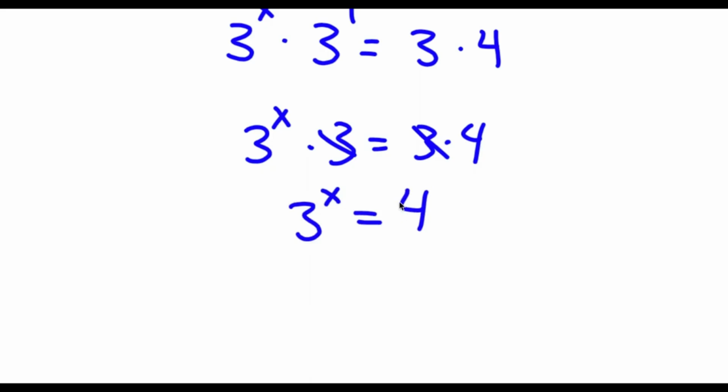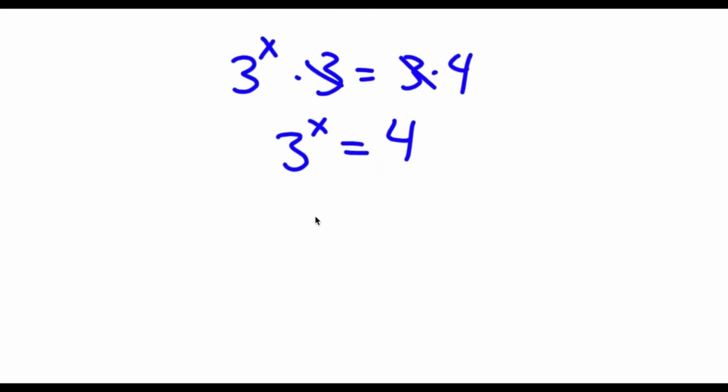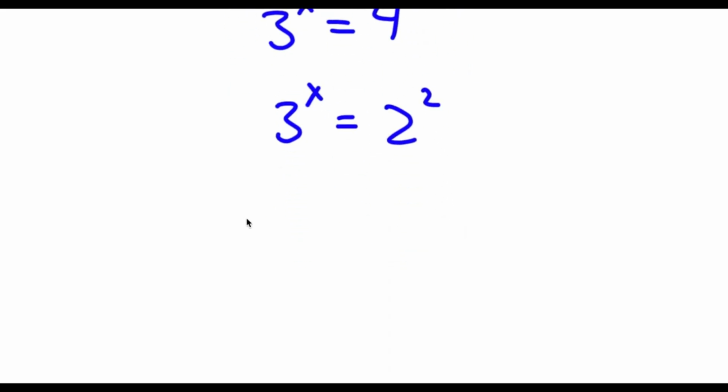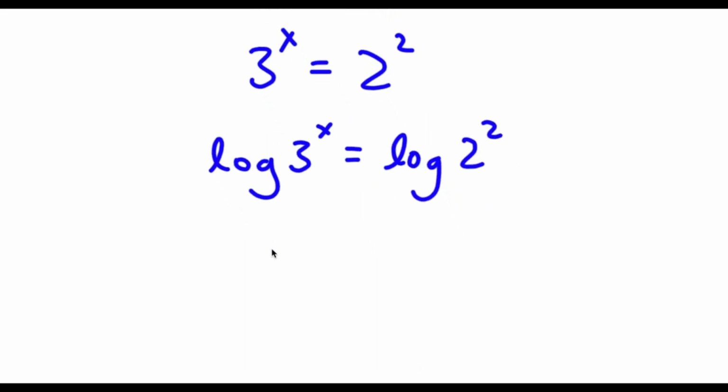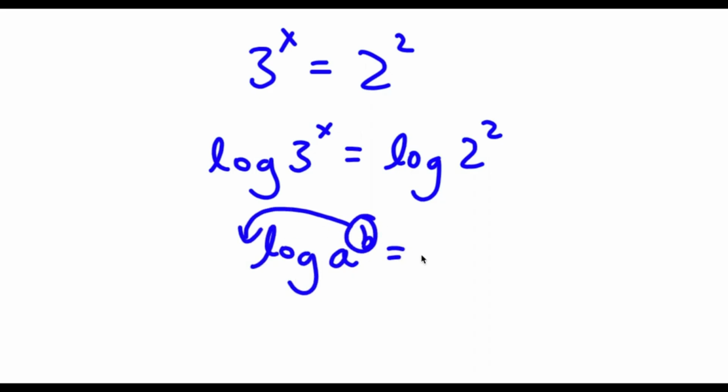So now, this 4, this is the same thing as 2 to the power of 2. So now I have 3 to the power of x is equal to 2 to the power of 2. Now to solve this, I'm going to first take the log on both sides. So now I have log 3 to the power of x is equal to log 2 to the power of 2. So if I have something in the form log a to the power of b, I can actually move this exponent b to the front of the logarithm. So this is going to equal b times log a.